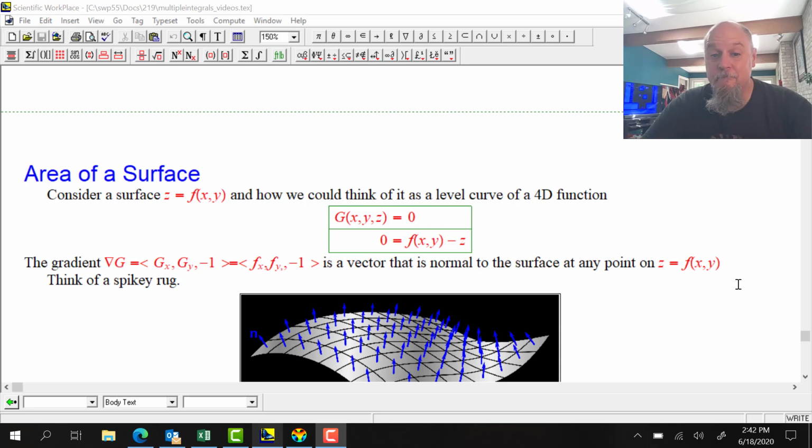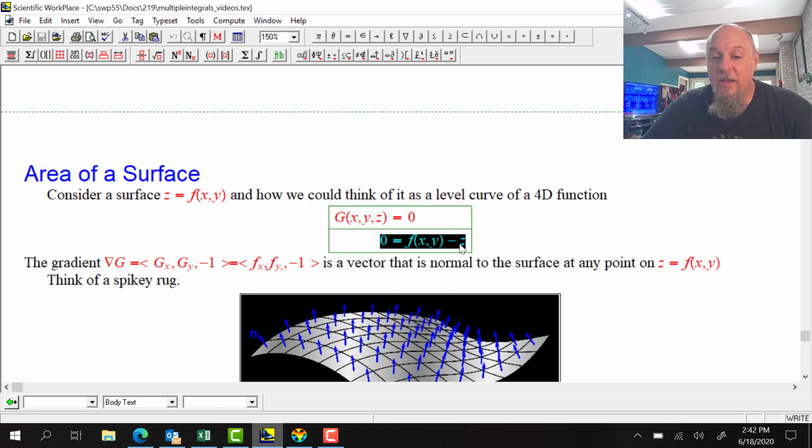Anyway, same idea. But say we've got a surface, z is equal to a function of x and y, and we want to make it a level curve. So I'm going to move the z over, so it's f of x, y minus z equals 0, and I'm going to think of this as the function, and the level curve is where I set the height of the 4D function, the output of the 4D function, equal to 0. So then this is a surface, but it's also a level curve of a 4D function.